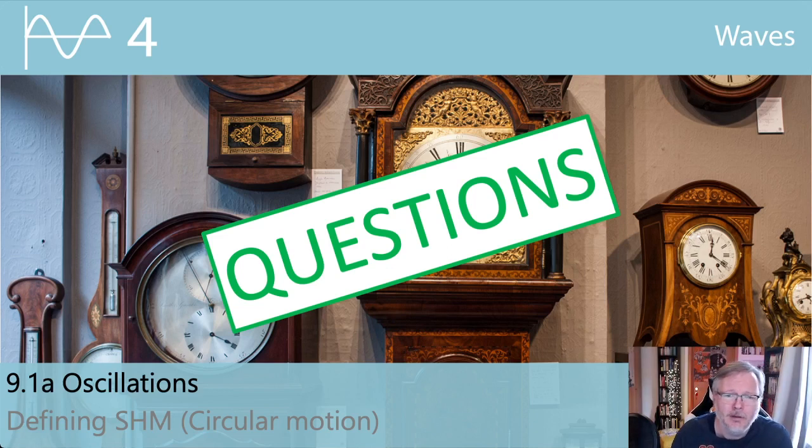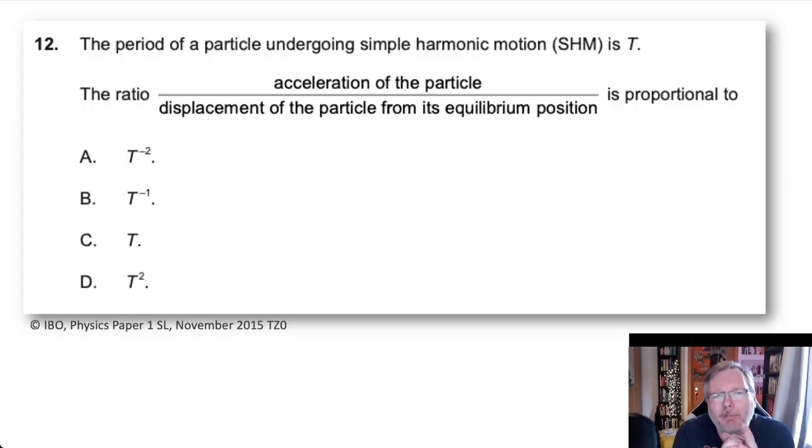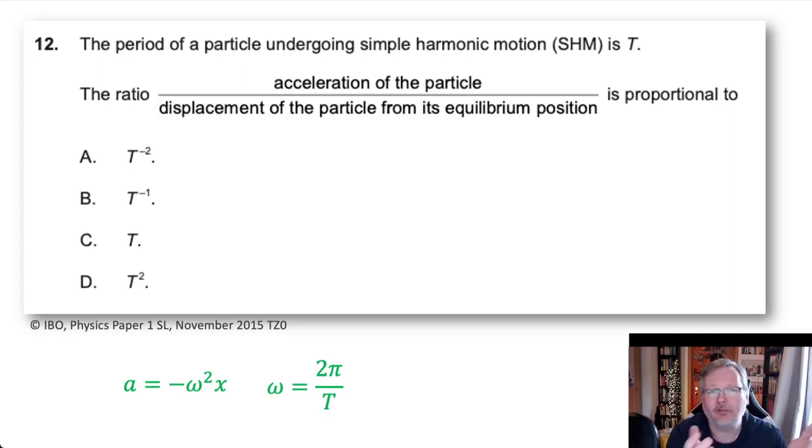So, multiple choice question. The period of a particle undergoing simple harmonic motion is T. The ratio of acceleration of a particle over displacement of a particle from its equilibrium position is proportional to one of those options. Best approach here: what do we know? What equations do we know? What's it talking about? So the ratio of acceleration of a particle. Well, what's the equation for the acceleration of a particle undergoing SHM? It's a equals minus omega squared x. Displacement of a particle from its equilibrium position, that's just x.